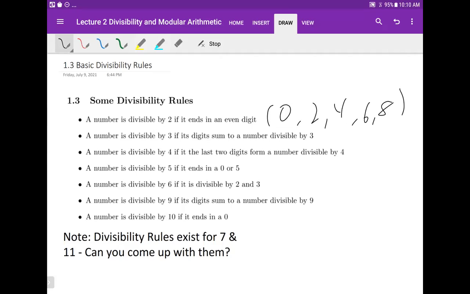There are also divisibility rules for 7 and 11, and you can try to come up with those in your own time. But generally, you should know these divisibility rules because they'll help you go through problems very quickly. So you don't have to actually divide by the number to find whether or not it's divisible. You can just apply these rules.